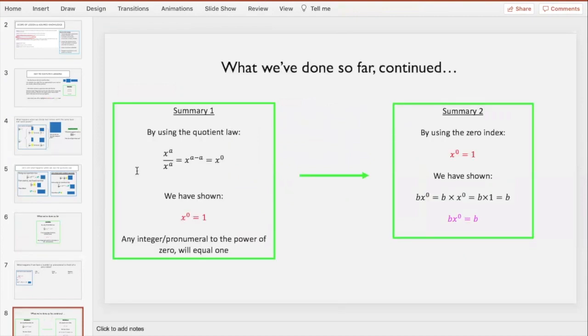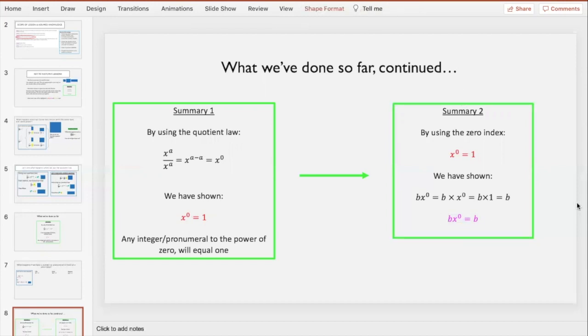So what we've done so far, in our summary 1, just as I discussed, we used the quotient law and we showed that x to the 0 equals 1. And then in that next step, just before, we have shown that any number or pronumeral or integer in front of x to the 0 will equal that number, pronumeral, or integer. So I've just written this in pink for an example.